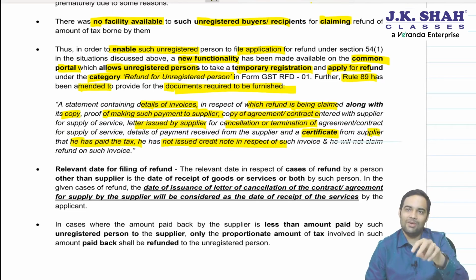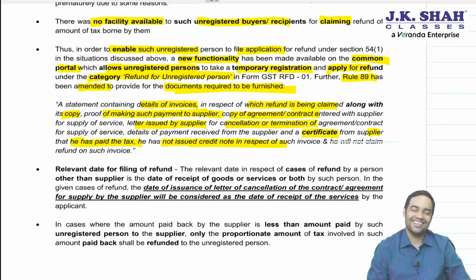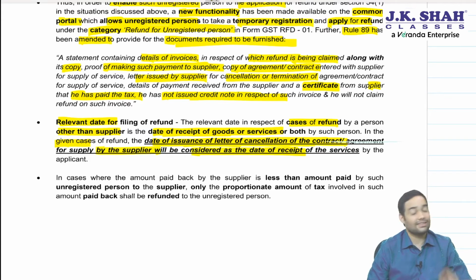It can't be a double benefit. The supplier issues a credit note and then you also want to claim a refund. Double benefit should not be taken. Okay, this is a good point. Relevant date. In case the refund is by other than the supplier, date of receipt of goods or services. In the given case, the date of issuance of the letter of cancellation by the supplier will be considered as receipt of service. This is a very good point.